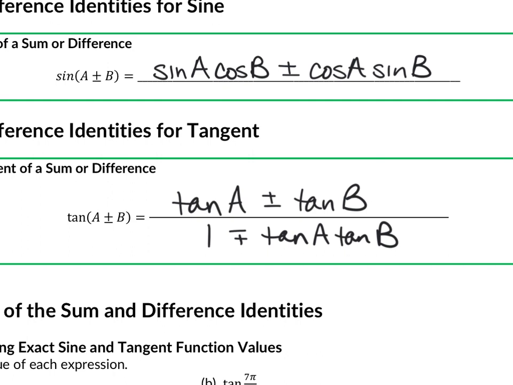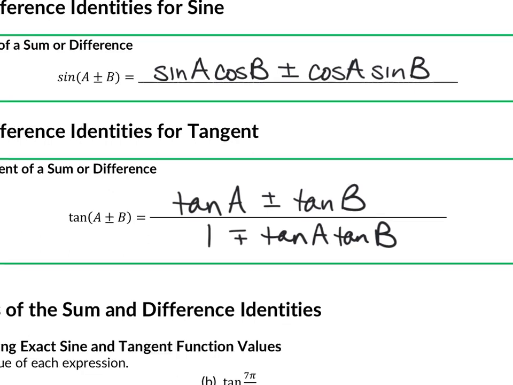So some things to notice here. In the numerator, regular plus minus. In the denominator, flipped. So if you are doing the sum of tangents, that's a plus on top, minus on bottom. If you're doing the difference of tangents, it's a minus on top, plus on bottom. If you see a plus sign in the little one, you're going to have a plus on top and a minus on bottom. If you see a minus in the little one, you're going to have a minus on top and a plus on bottom.